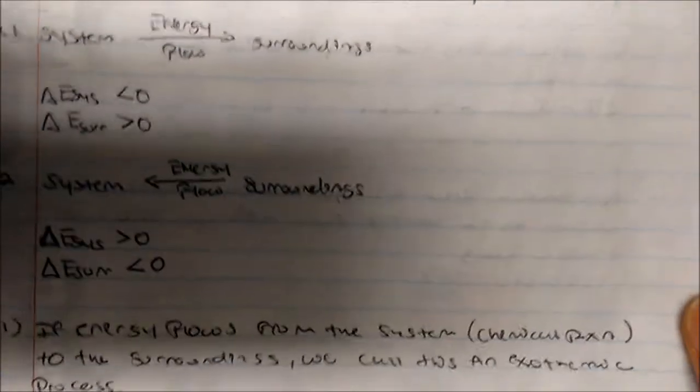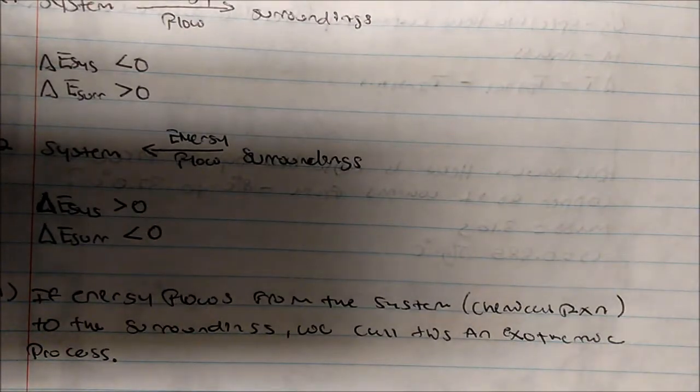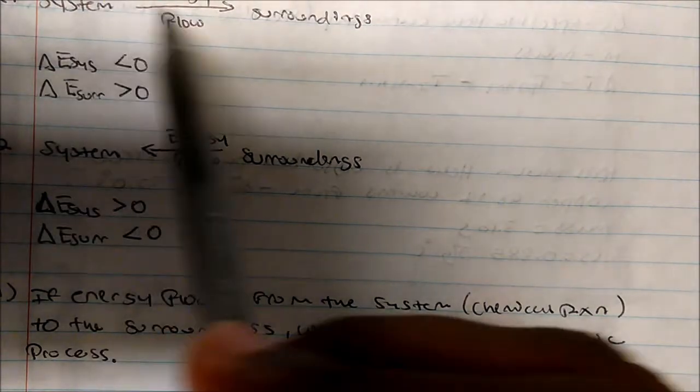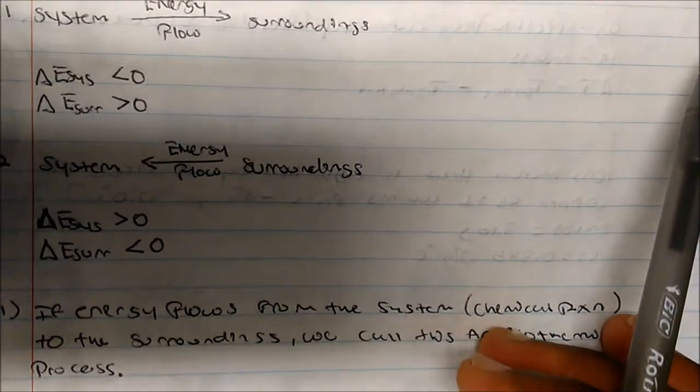We just said that already. We just need to put it in terms of context. So if energy flows from the system, the chemical reaction, obviously, to the surroundings, then we call this an exothermic reaction. So if energy is flowing from the system to the surroundings, we say it's exothermic.